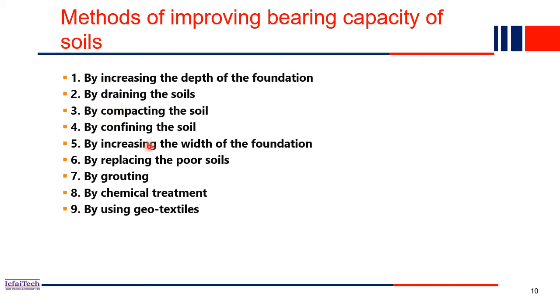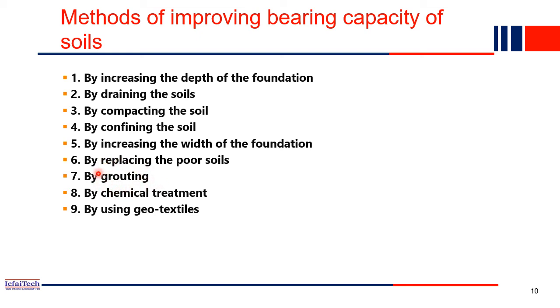Similarly, by compaction, if you compact the soil, the soil density will increase, and all the air and water will come out from the soil, and the bearing capacity also will increase. Similarly, by confining the soil, by increasing the width of the foundation, by replacing the poor soil. If somewhere you have poor soil, you replace it with good soil, then you can improve the bearing capacity.